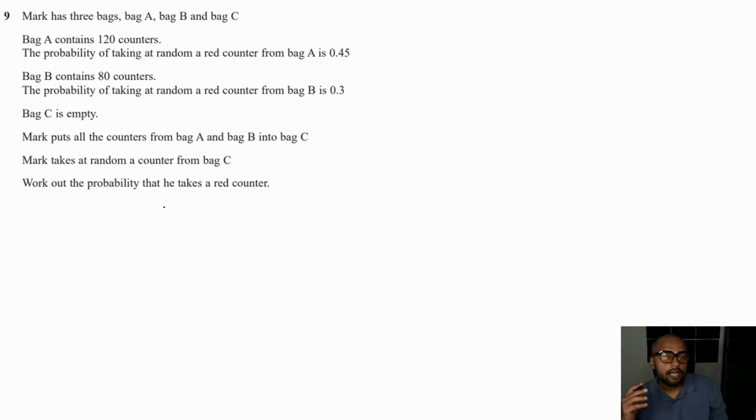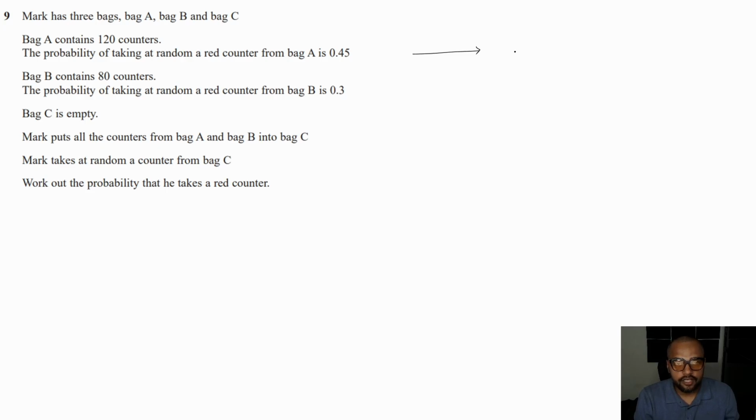So Mark has 3 bags, bag A, B and C. And bag A contain 120 counters. And the probability of taking at random a red counter from bag A is 0.45. Similarly, probability of taking at random a red counter from bag B is 0.3. So for the first part, student C. So probability of taking at random a red counter from bag A is 0.45.